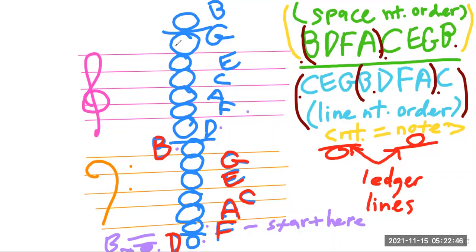So the easiest way to remember it is basically the notes are repeating in the line notes order and the space notes order. So it's like this. For a line notes order, you start out with C, E, G. That's the difference. And then with the space notes, it starts with B, D, F, A.